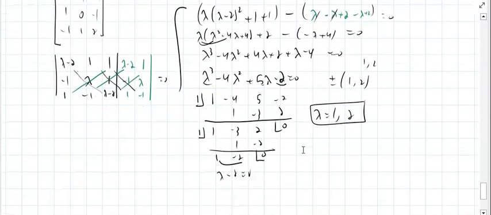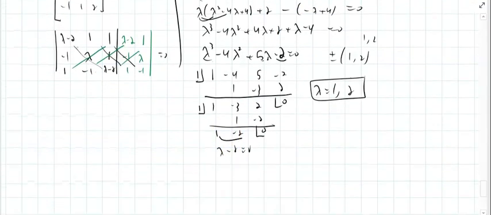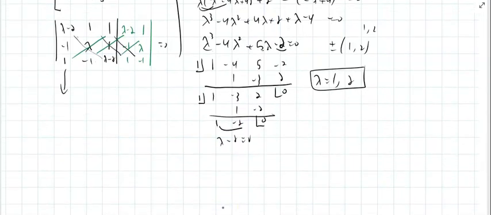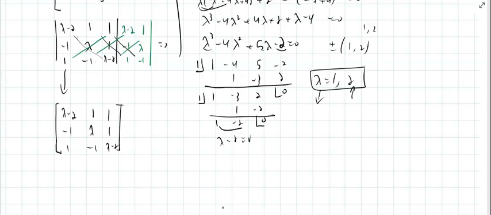We come back to this matrix, A minus lambda I. We plug in the 1, figure out the eigenvectors of those. Lambda equal 2. One of those is going to give you 2 vectors, and that's that.